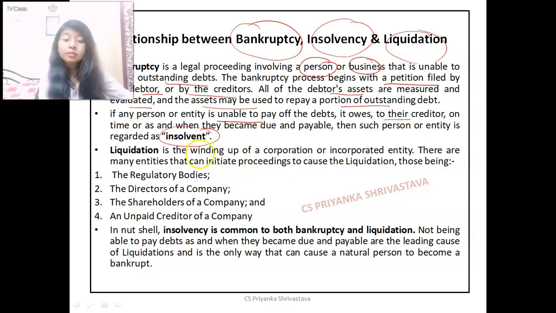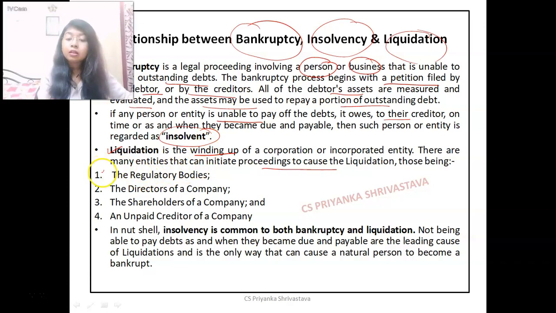And liquidation is basically the winding up of a company or an incorporated entity, and there are many entities that can initiate the proceedings to cause liquidation. The situation is the same for liquidation also: the person becomes insolvent, the company becomes insolvent, or the body corporate or LLP becomes insolvent. On becoming insolvent, the liquidation... they want the company to get liquidated.